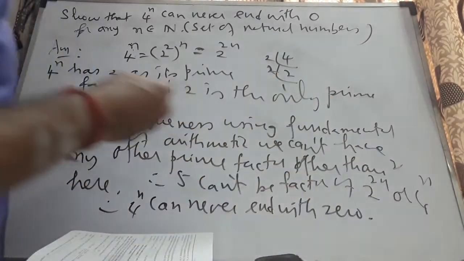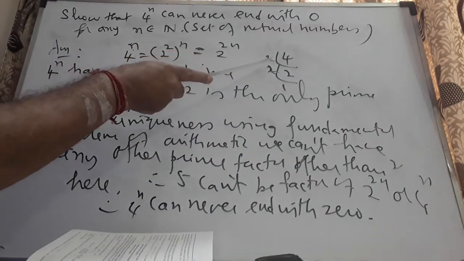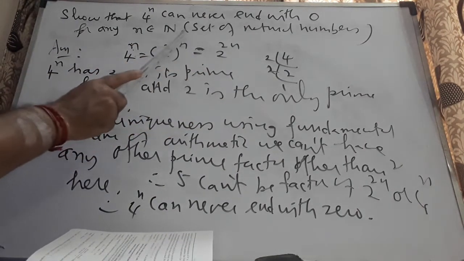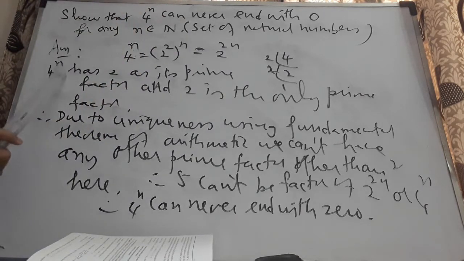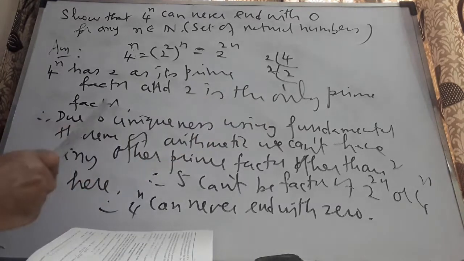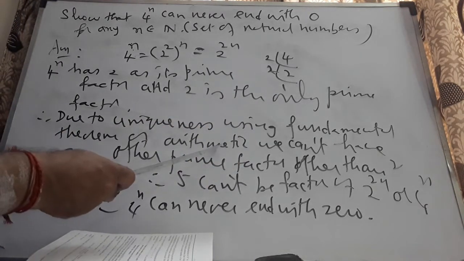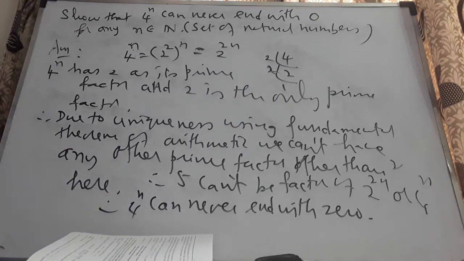I repeat once again, 4 power n can be written as 4 can be divided by 2, 2 can be divided by 2 again, 2 square whole power n, 2 power 2n. 4 power n has 2 as its prime factor and 2 is the only prime factor. Due to uniqueness using the fundamental theorem of arithmetic, I already told you the fundamental theorem of arithmetic tells you any composite number can be written uniquely as a product of powers of prime factors, except for the order in which it is being written.